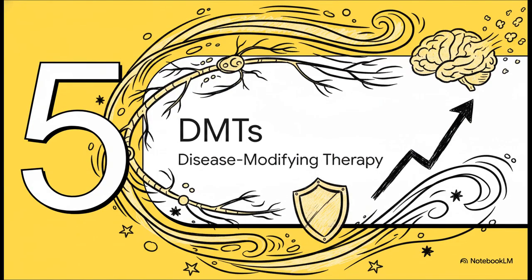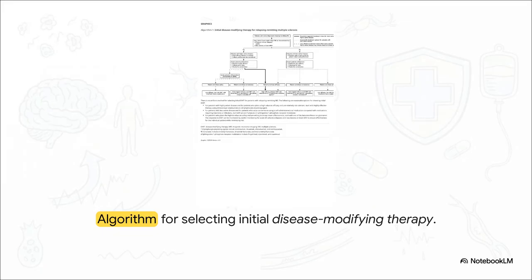Section 5. Disease-modifying therapies. Okay, let's walk through the clinical strategy for disease-modifying therapies, or DMTs. It essentially comes down to balancing high efficacy against safety and convenience. If a patient comes in with highly active disease, we're talking frequent severe relapses or a heavy lesion burden, we usually want to hit it hard and fast by starting directly on high-efficacy infusion therapies.